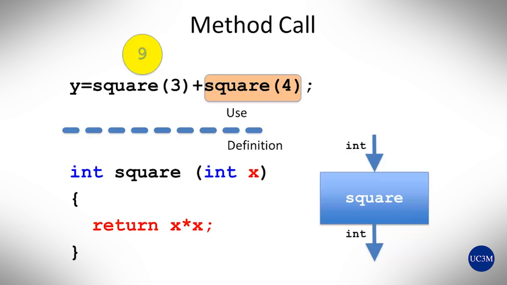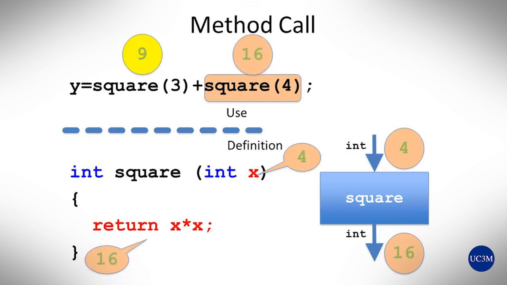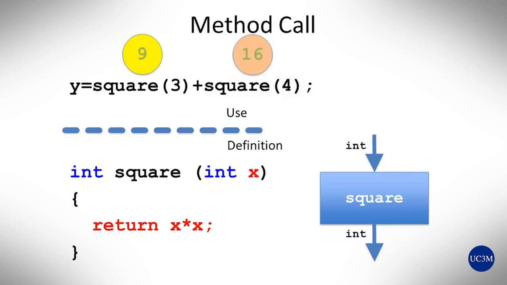We turn again to the method definition, but now x equals 4. The 3 does not exist anymore. So we substitute all x's by 4's, and therefore we multiply 4 times 4. This method call now returns 16 to the calling expression. Now we have both operands and can add 9 and 16.